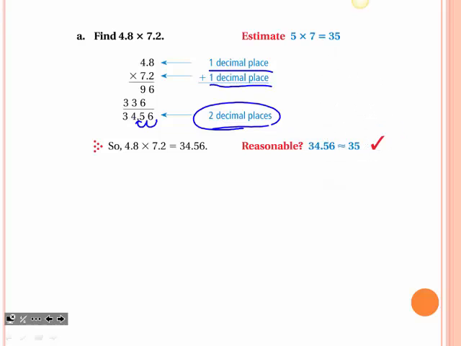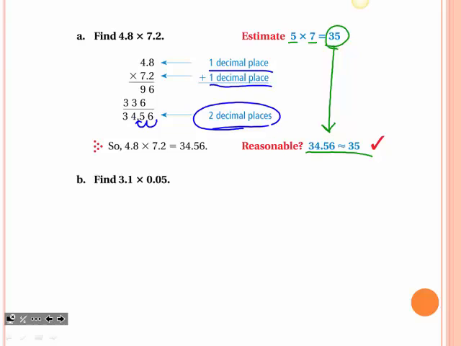Now, just like before, you can always estimate in order to help you make sure your answer is correct. 4.8 times 7.2 is estimated to be 5 times 7, which is 35, which means our answer needs to be close to 35. So once we actually put our decimal point in, we can say, hey, is it close to my estimate? And you can see 34.56 is indeed close to 35. So we're on track, so good, yay. So let's do another example.